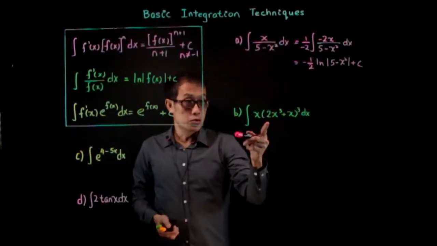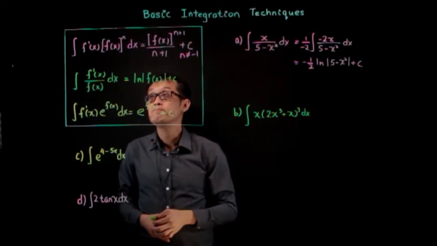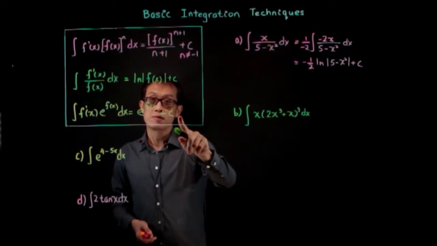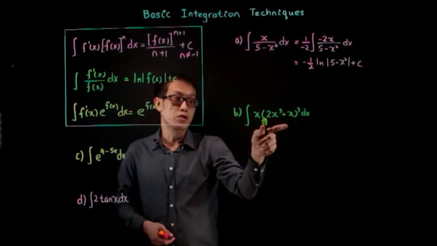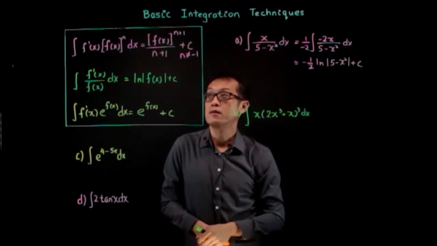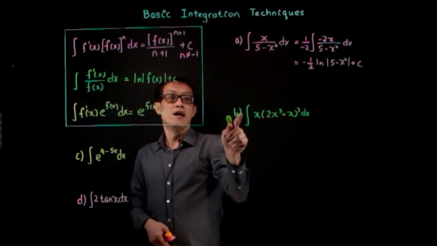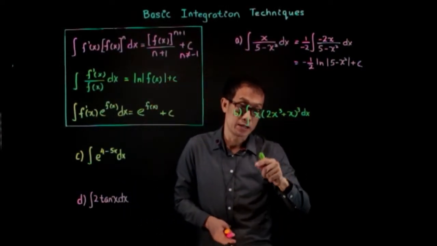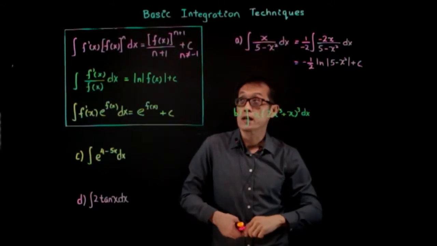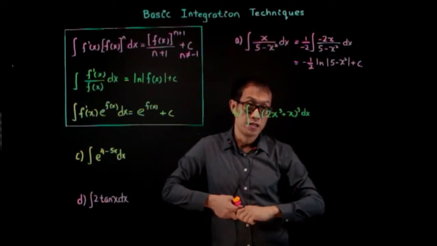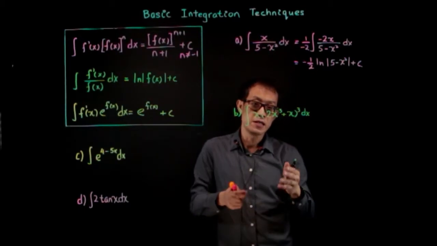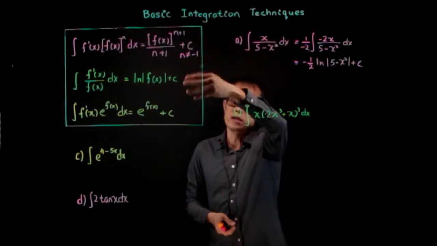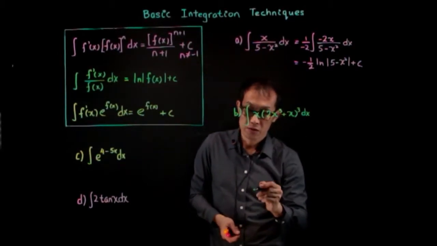Now let's try to do B. Look at this. This is out. Can we use this? There's no denominator; the denominator is 1. How about this? X is not the differential of 2x cubed plus x. So it looks like we can't use any of these three. This one, we just need to expand. We can't use any of these three formulas, so let's try to do it.